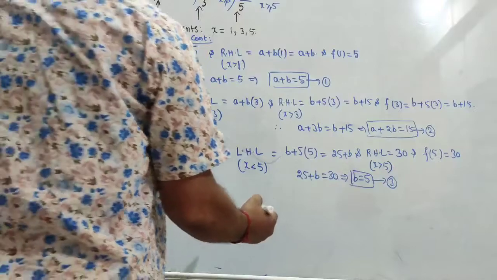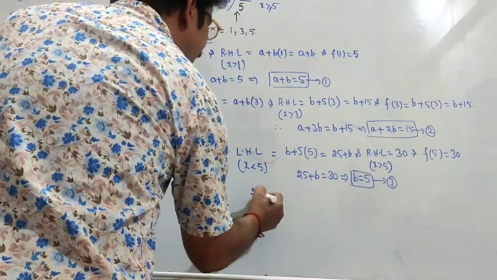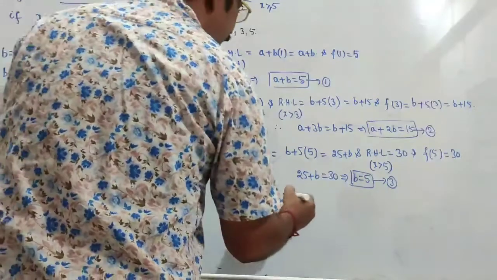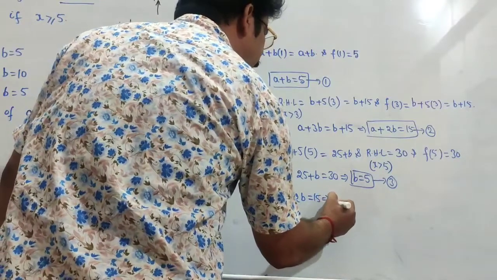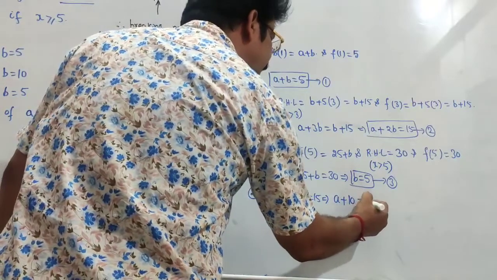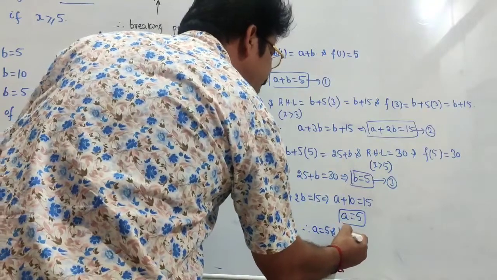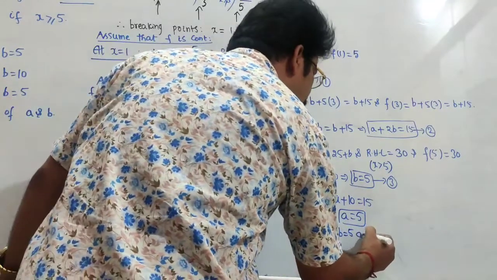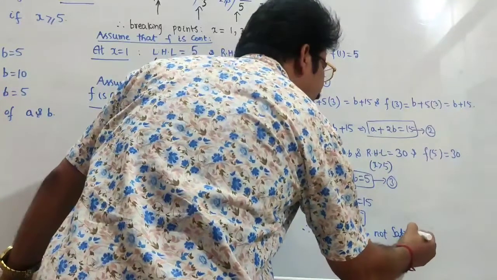Understand? So therefore, by using the third equation, the second one becomes a plus 2b equal to 15. That implies a plus 2 times 5, which is 10, is equal to 15. So a equal to 5. But therefore, a equal to 5 and b equal to 5 are not satisfied.